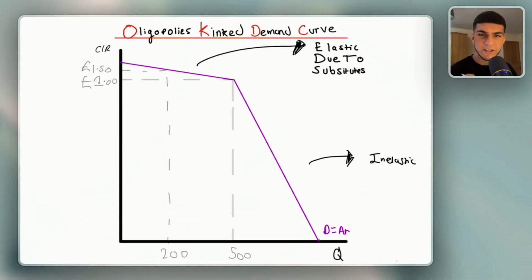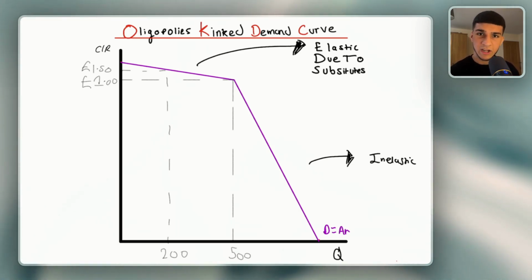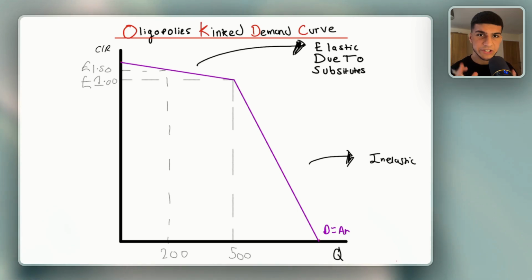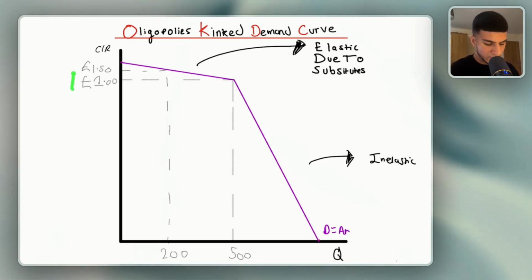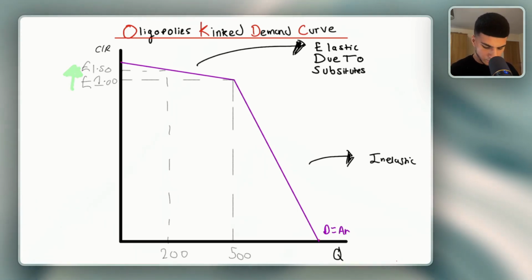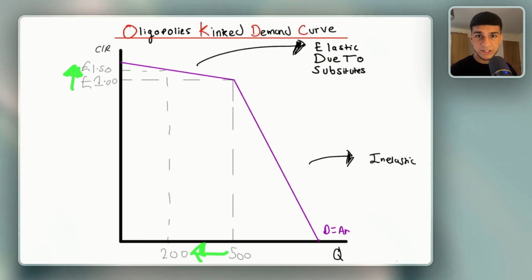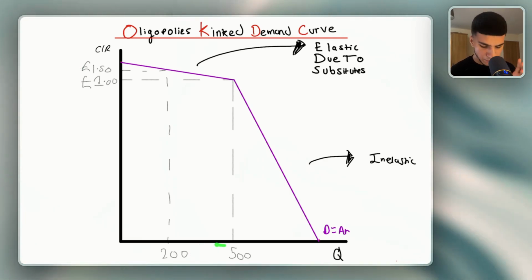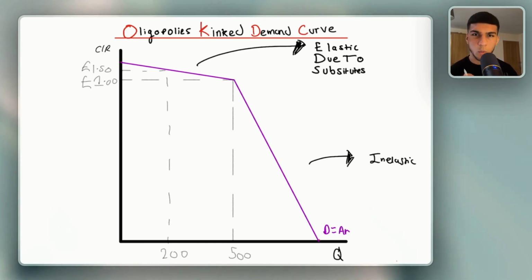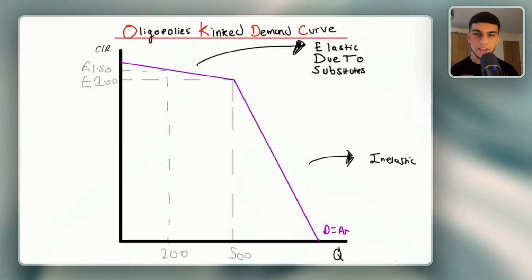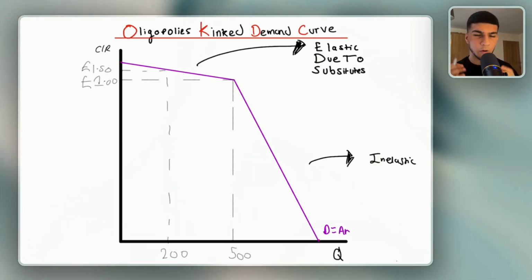Now, thinking back to the start of year 12, what are the characteristics of elastic demand consumers? They are very responsive to change in price. We can see this here. Why? A small change in price has led to a massive, significant decrease in quantity demanded. A disproportionately larger decrease in quantity demanded. And why does this happen in oligopolies? This is due to the availability of substitutes.